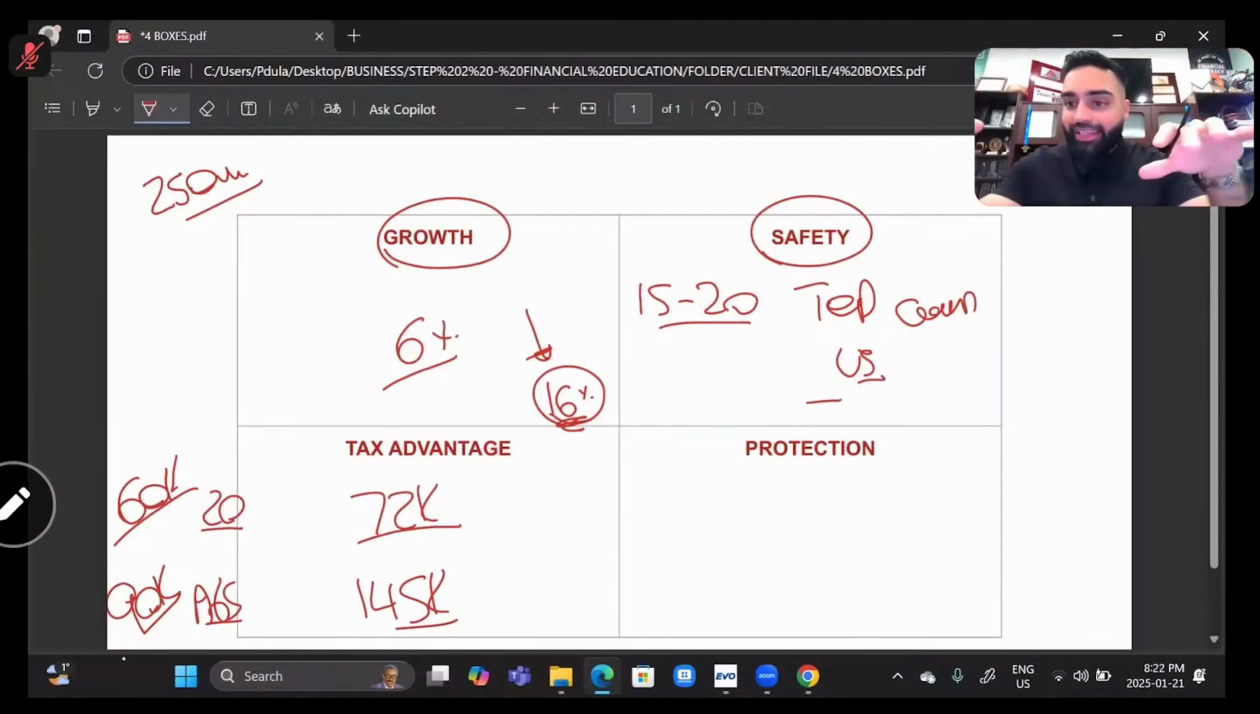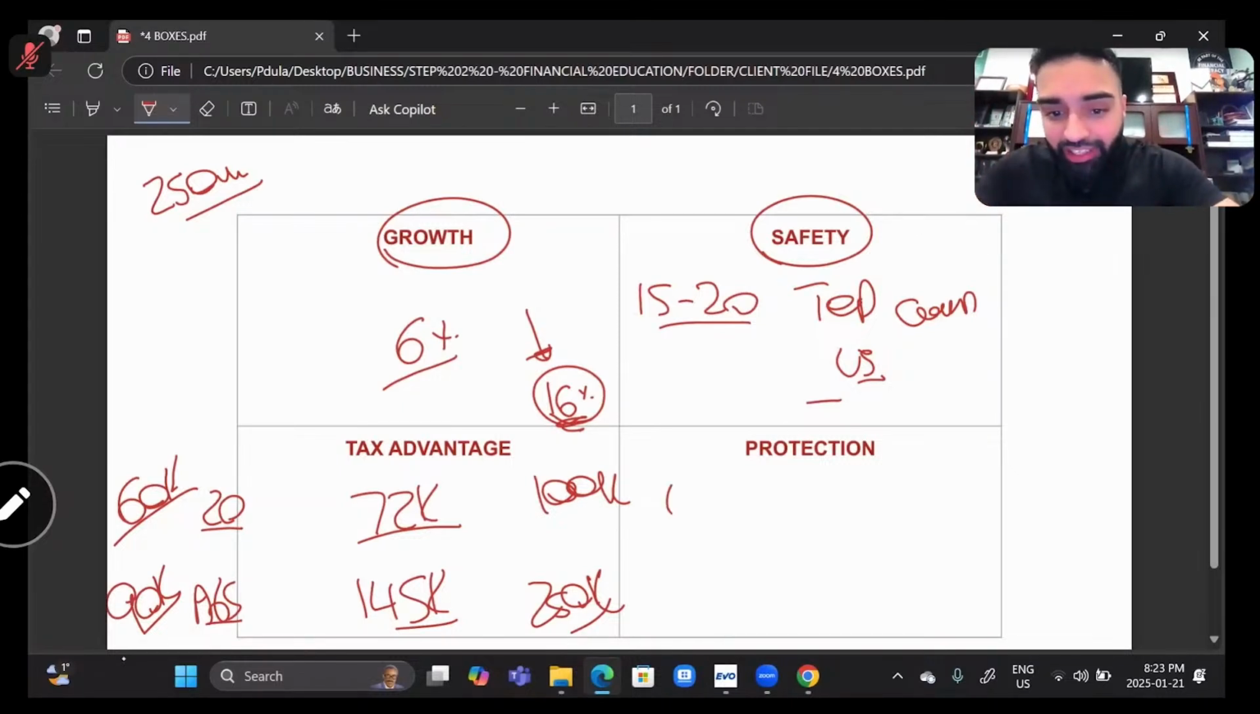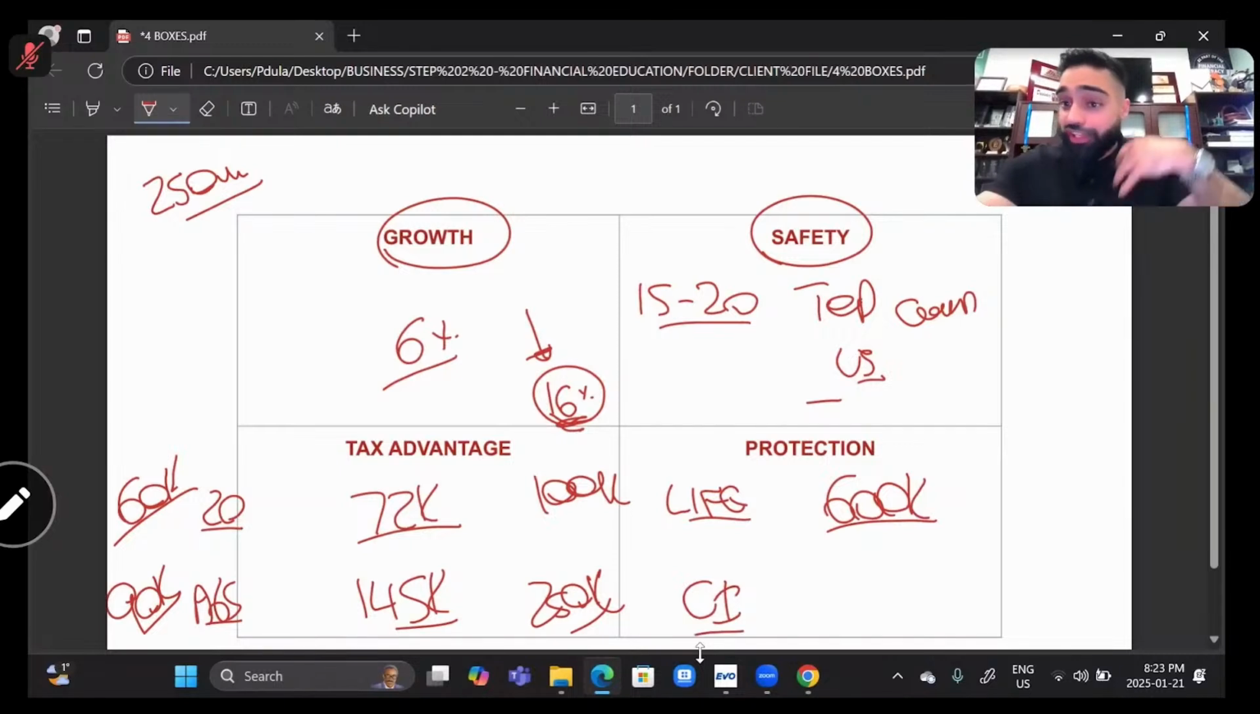$145,000, more than 90,000. By the way, this is based on 6%. If the market returns 16%, this might be 100,000, and this might be $250,000. Big difference. Okay. So another thing, this is not the only benefit of this account. They have a life insurance benefit from day one of $600,000. And they have a critical illness benefit over the next 20 years of $50,000.